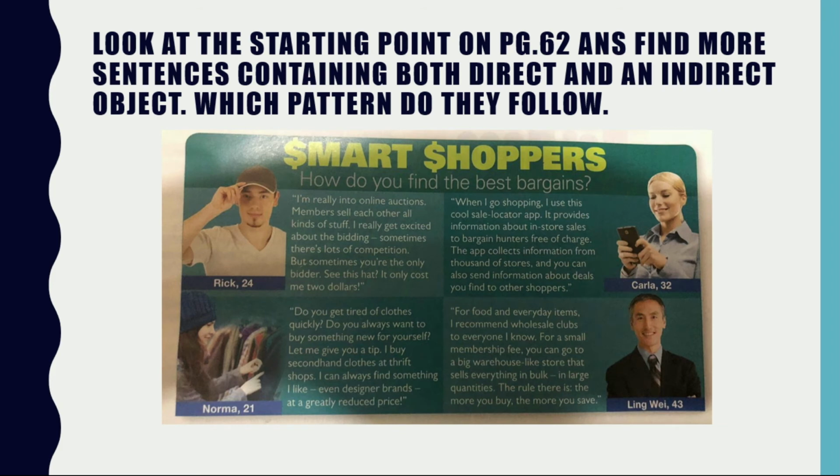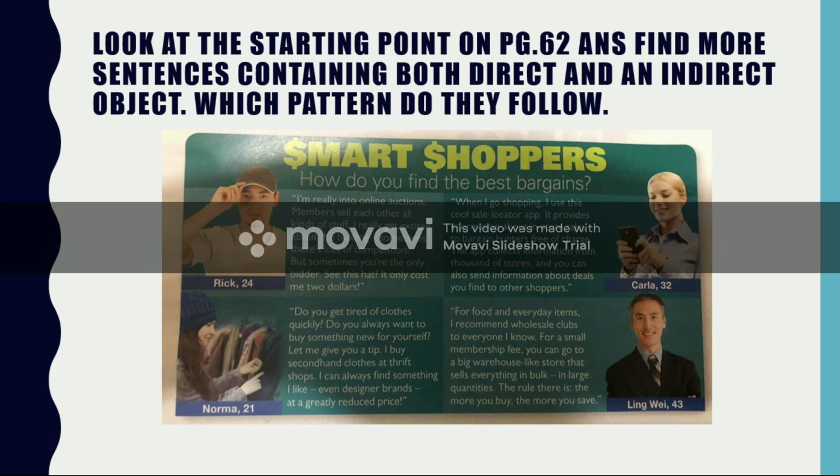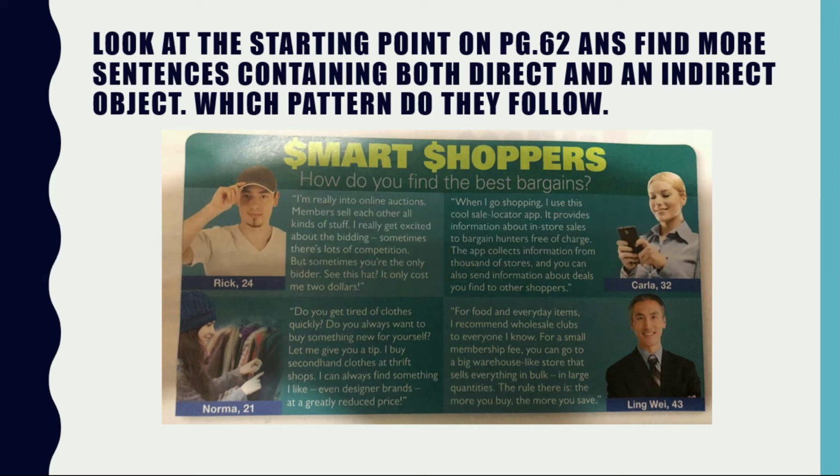Now, I want you guys to look at the Starting Point on page 62 of your student's book and find more sentences containing both a direct and indirect object. And I want you to identify which pattern they follow.